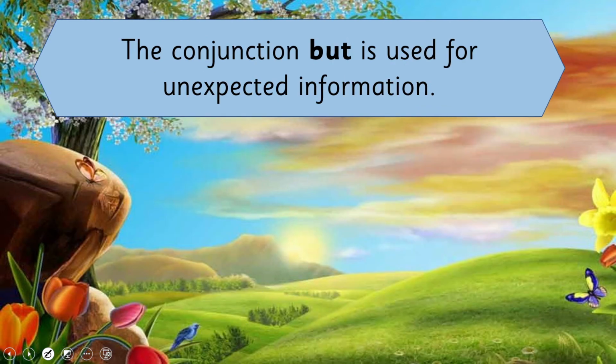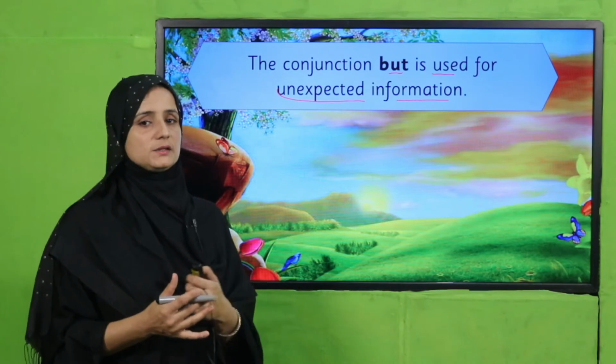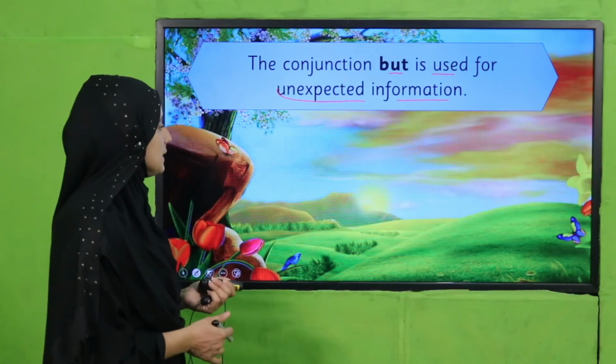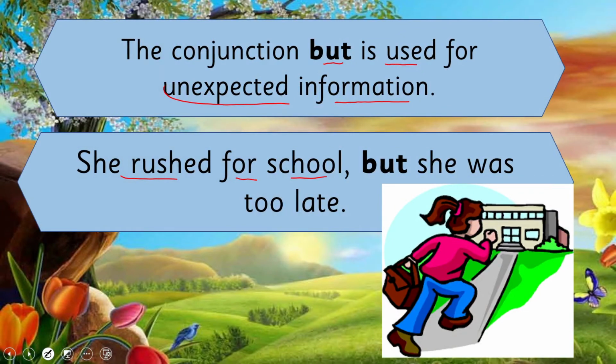The conjunction but is used for unexpected information. Unexpected information means, my dear students, that when we are expecting to do something but suddenly something happens and we stopped, we couldn't do that. This is called unexpected information. You can see in this example, she rushed for school, but she was too late. This is an unexpected situation, even though she was trying to get there on time.